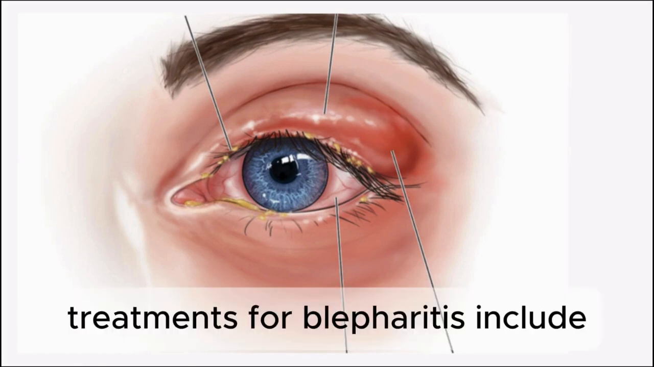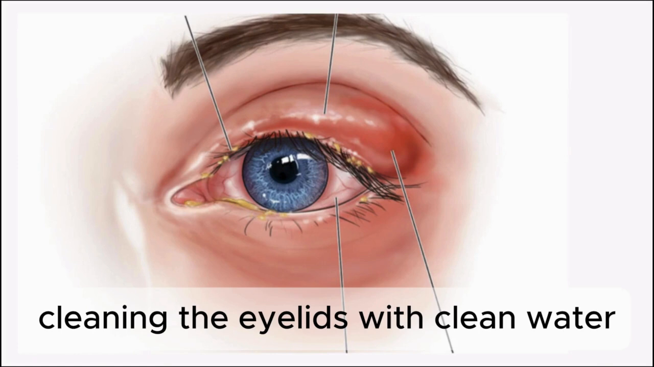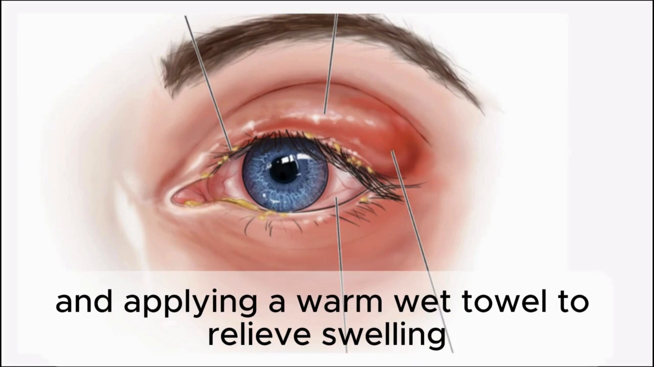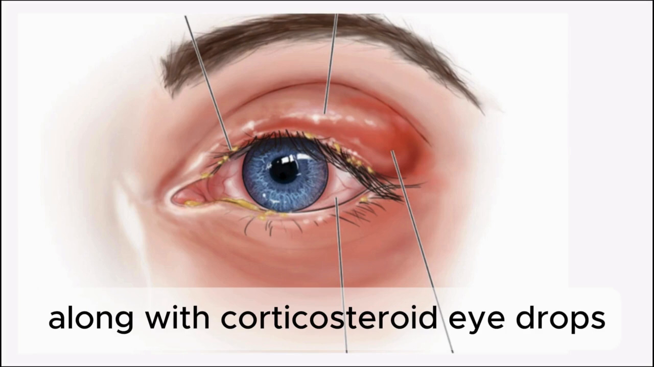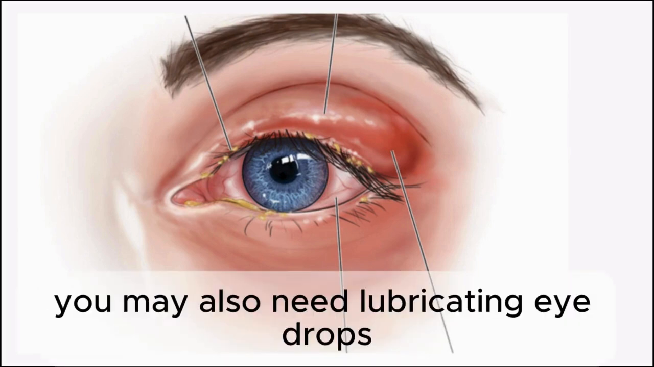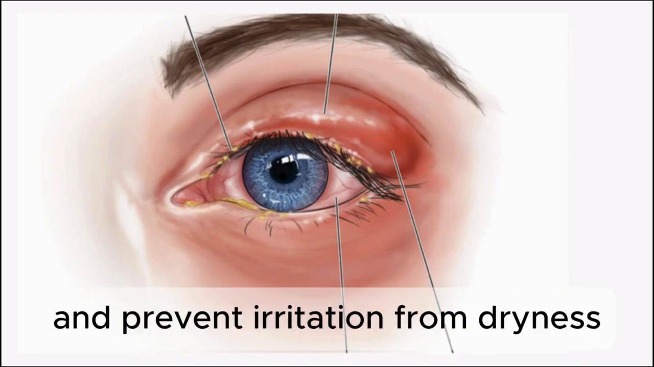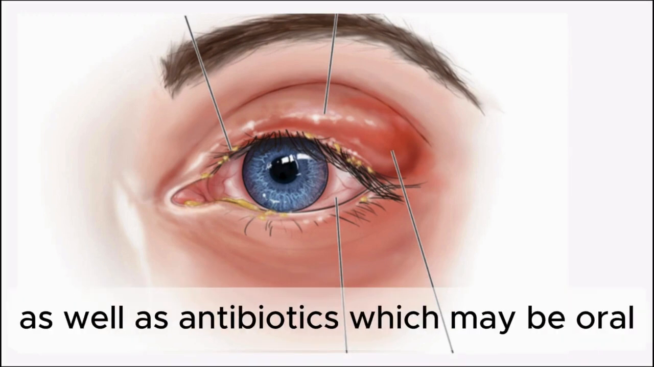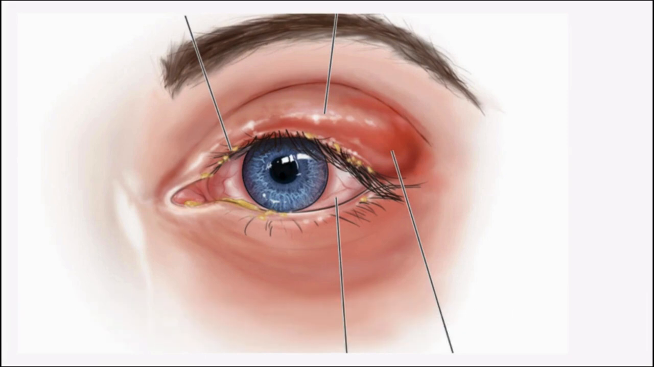Treatments for blepharitis include cleaning the eyelids with clean water and applying a warm, wet towel to relieve swelling, along with corticosteroid eye drops or ointments to help with inflammation. You may also need lubricating eye drops to moisten your eyes and prevent irritation from dryness, as well as antibiotics, which may be oral, topical, or eye drops.